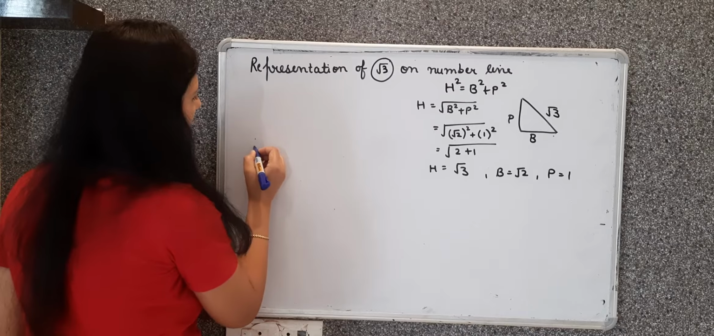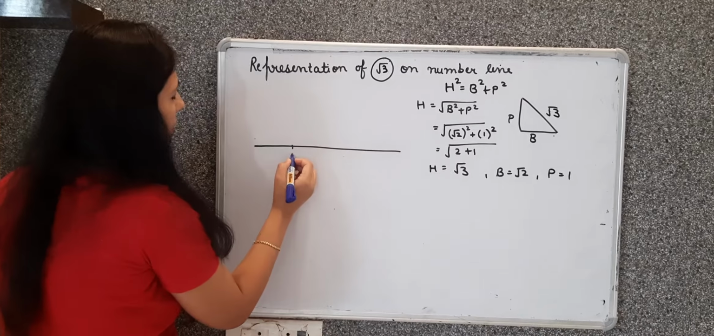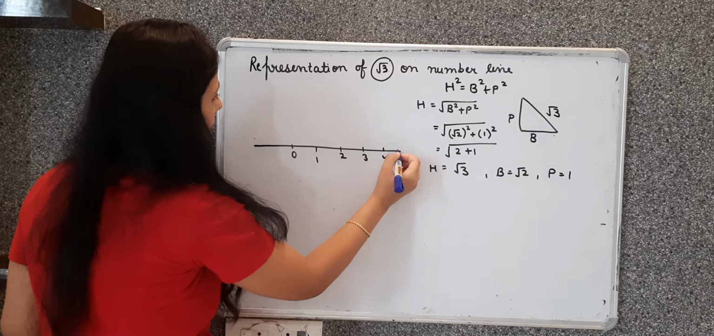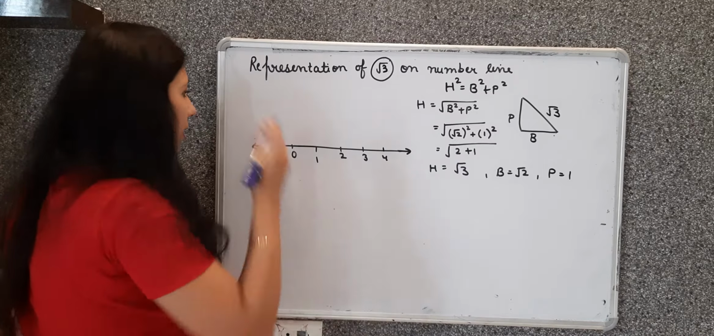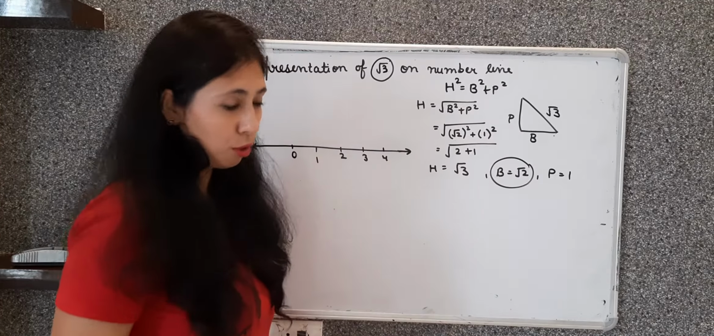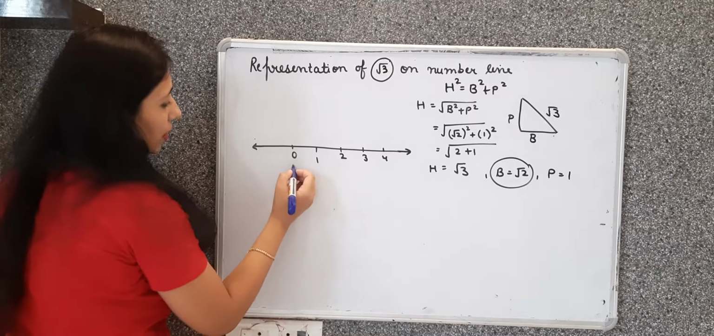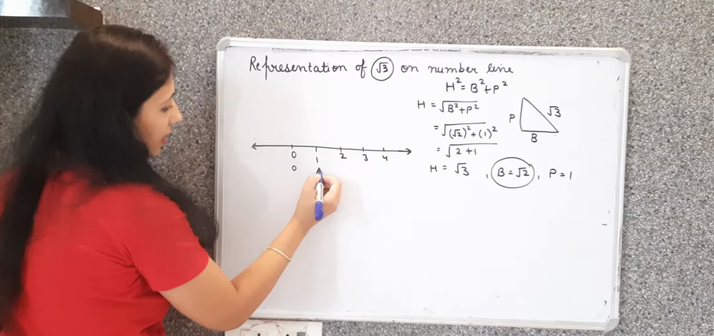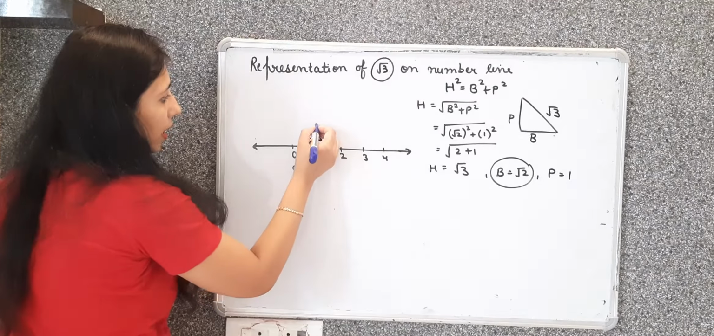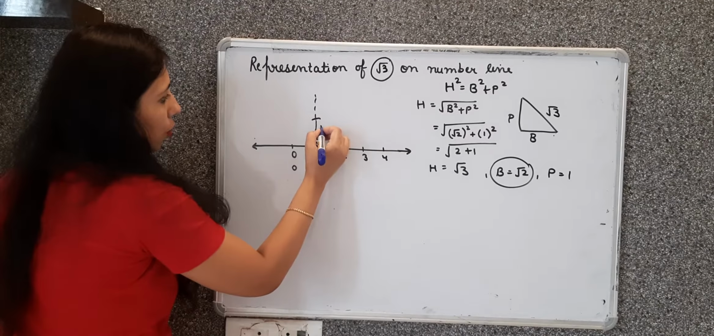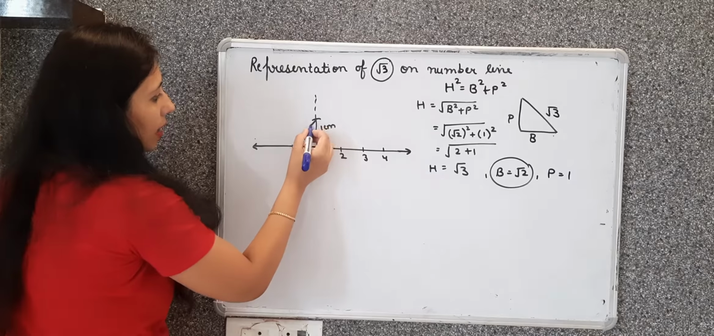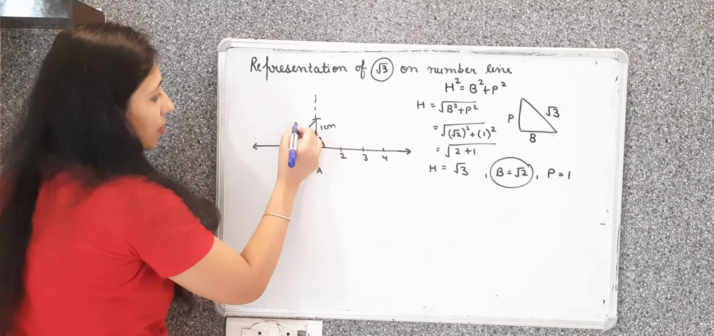So firstly, again I'll take my number line. On this I'll take points 0, 1, 2, 3, 4 and so on. Then after that, first of all we'll make our base root 2. So how to make base root 2? We'll take this point as O, this point as A. On A I'll make a 90-degree angle like this, and I cut an arc of 1 centimeter. This is 1 centimeter, this is 1 centimeter. Then the hypotenuse that I will get now is root 2.